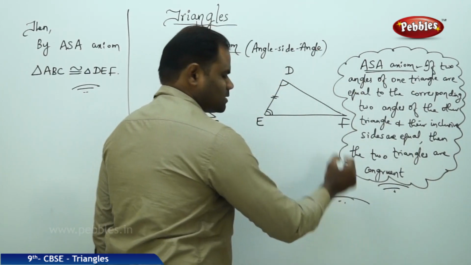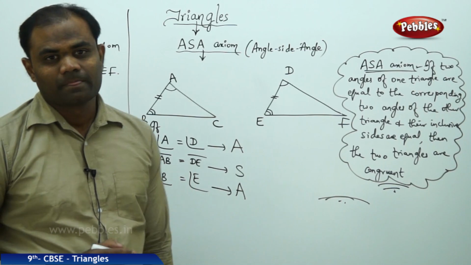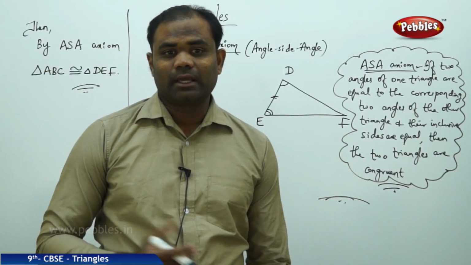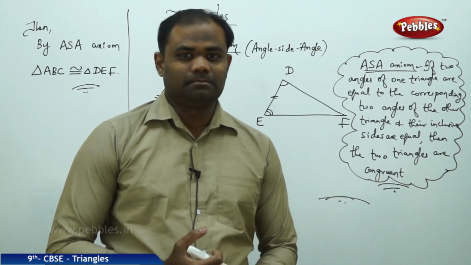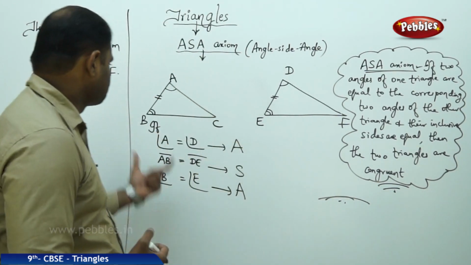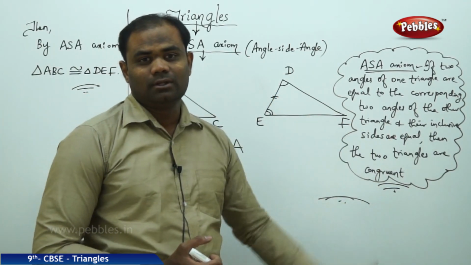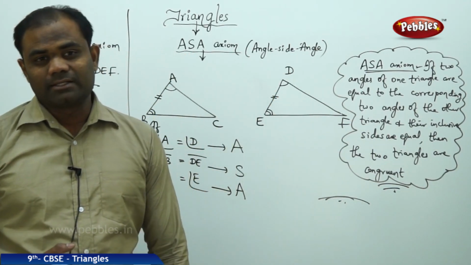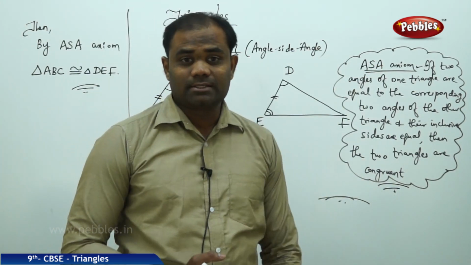This is how I understand the congruency of two triangles connected with the ASA axiom, the angle side angle axiom. This equals this when the corresponding angles are equal and the inclusive sides are equal. That's how I define the ASA axiom.